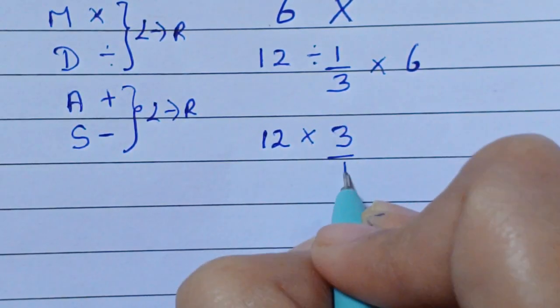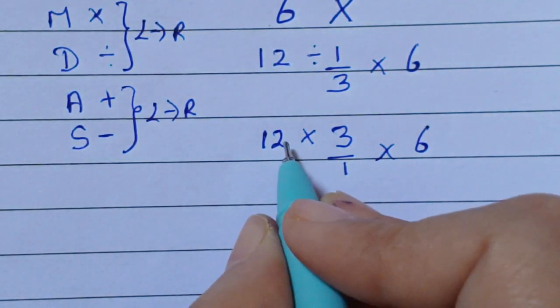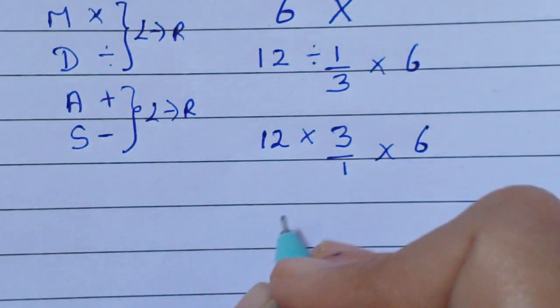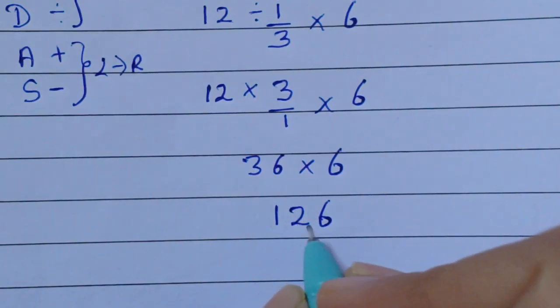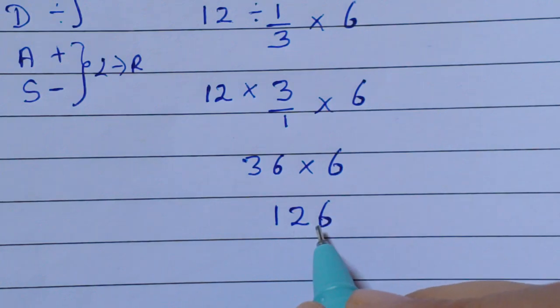So here comes 3 by 1 times 6. So multiply this, 12 3s are 36. 36 times 6. So our final answer is 126.